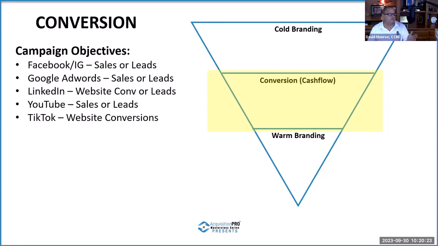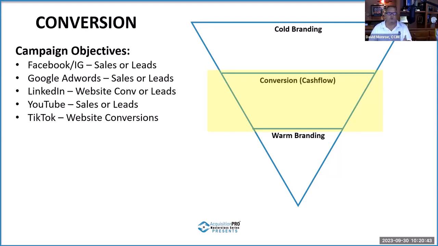All right. So with Facebook and Instagram, which are the same network, the objective is called either sales or leads. And in your case, you're going to use leads. Google AdWords, it's the same thing. You're going to use leads. LinkedIn, it's called website conversions or leads. Again, you're going to use leads.